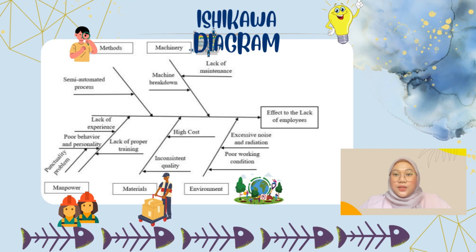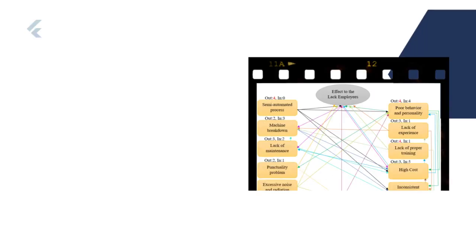Lastly, the environmental issue. When heavy machinery operates, some of it will make excessive noise and radiation. Poor working conditions such as narrow space for employees to move suddenly make them feel uncomfortable with their working area. So, the causes stated answer what are the reasons affecting the lack of employees in Amkor Technology Malaysia.